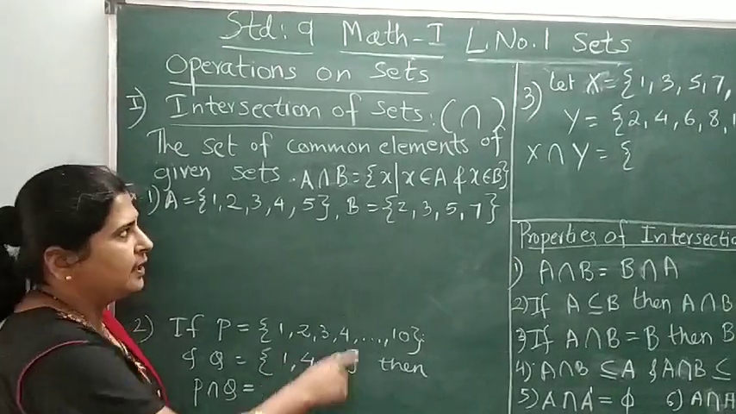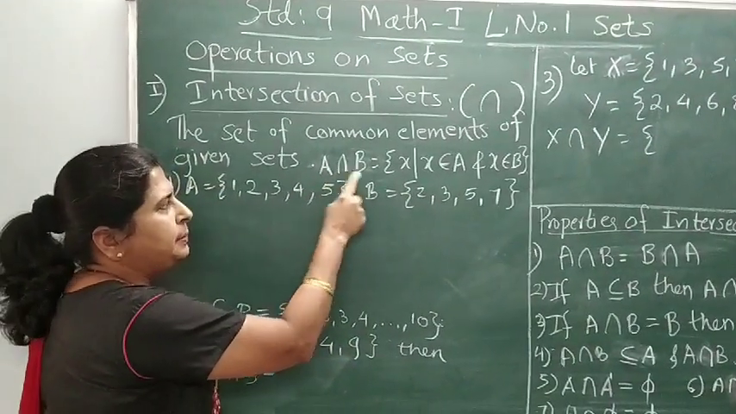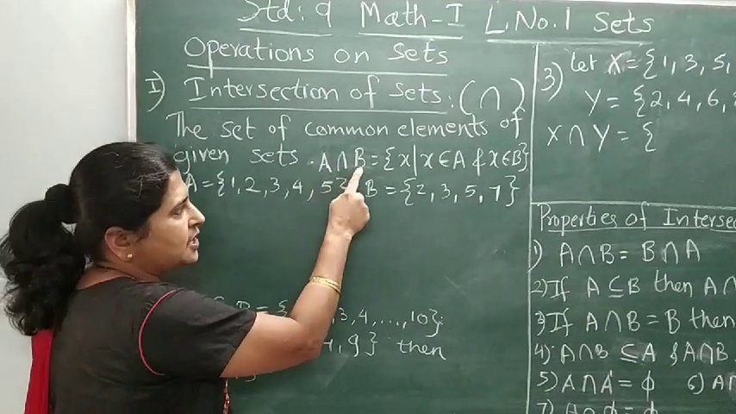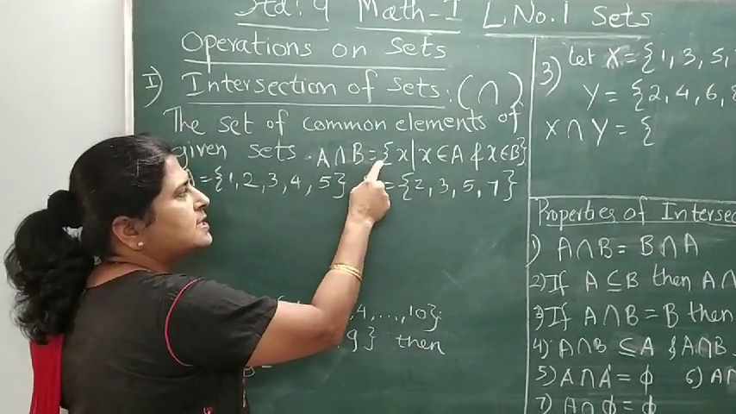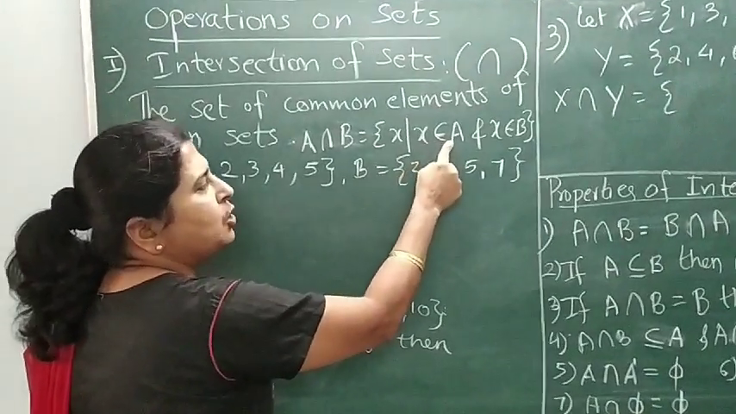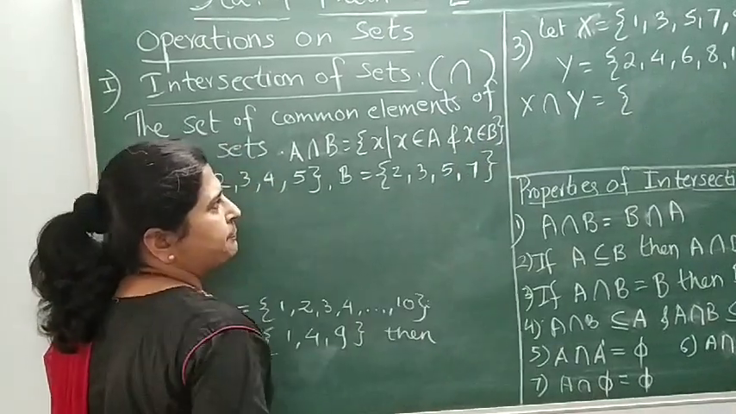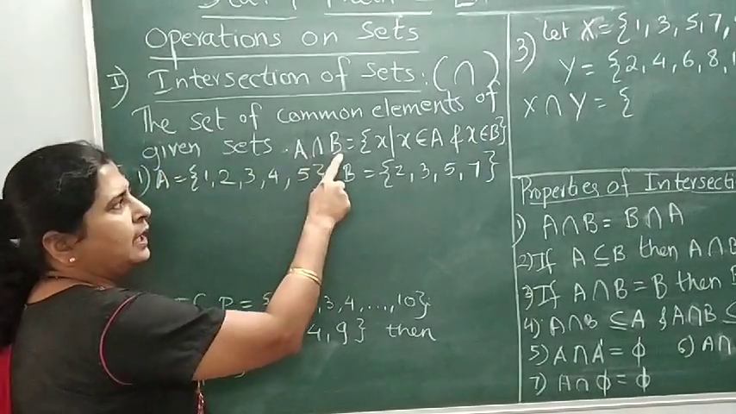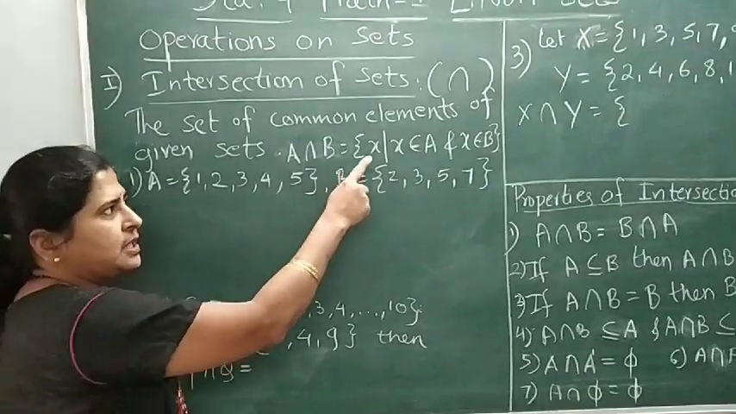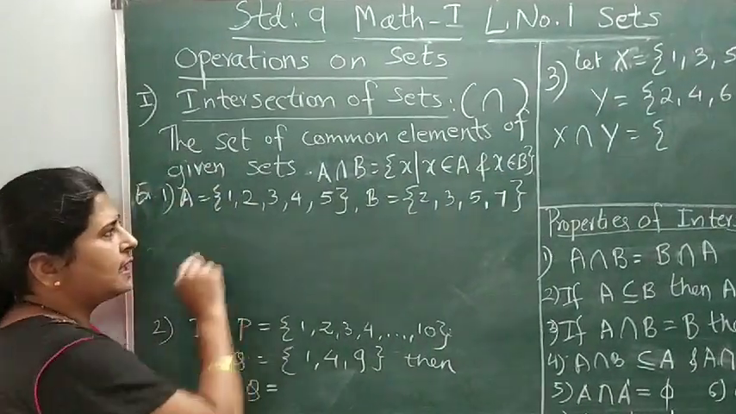And how can we define this using the rule method? Suppose the given sets are A and B, then it is read as A intersection B is equal to the set of all x such that x is an element of A and x is an element of B. So we are going to collect such elements which are the elements of A as well as B to get the set. Let's see the example.